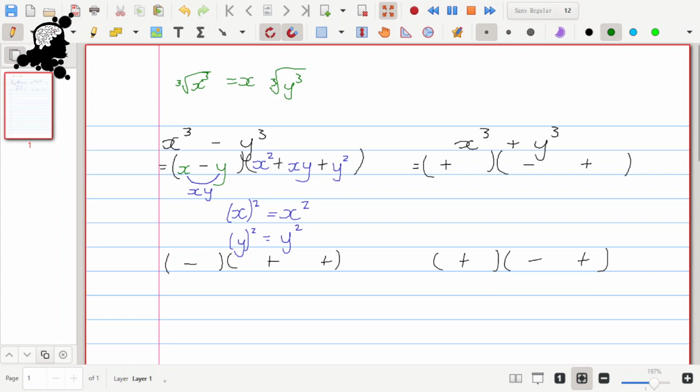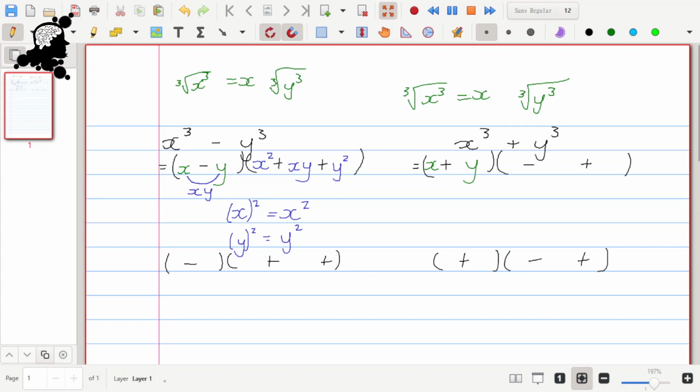Once again, to get the first term in the small bracket, I take the cube root of my first term in the expression. Cube root of x cubed is, sorry, this is just x, not x cubed. So I'm going to put the x there. Next, I'm going to take the cube root of y cubed, and that's going to give me y. Right, I'm done with the expression.